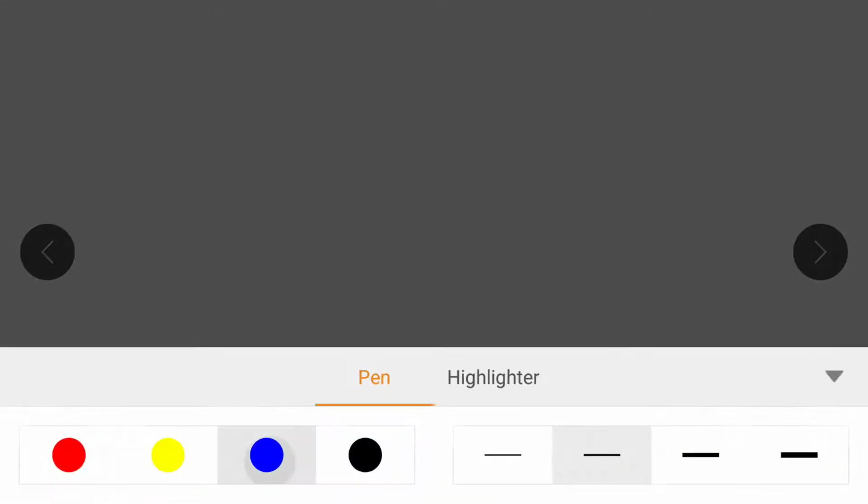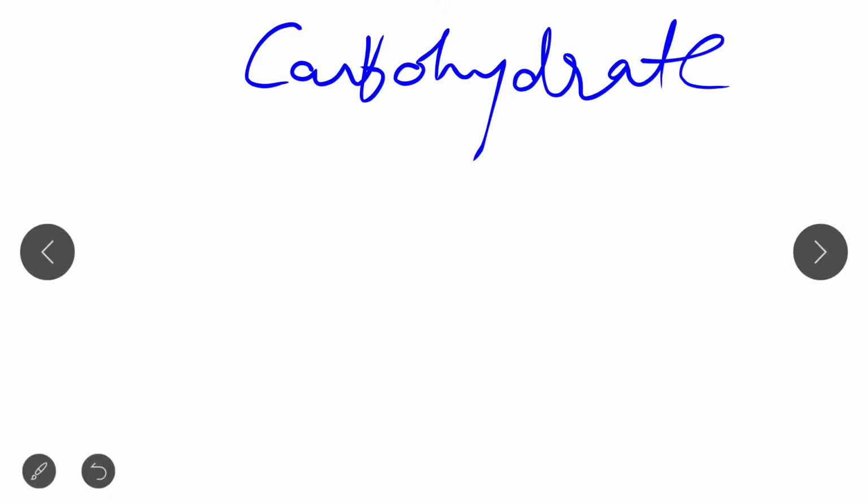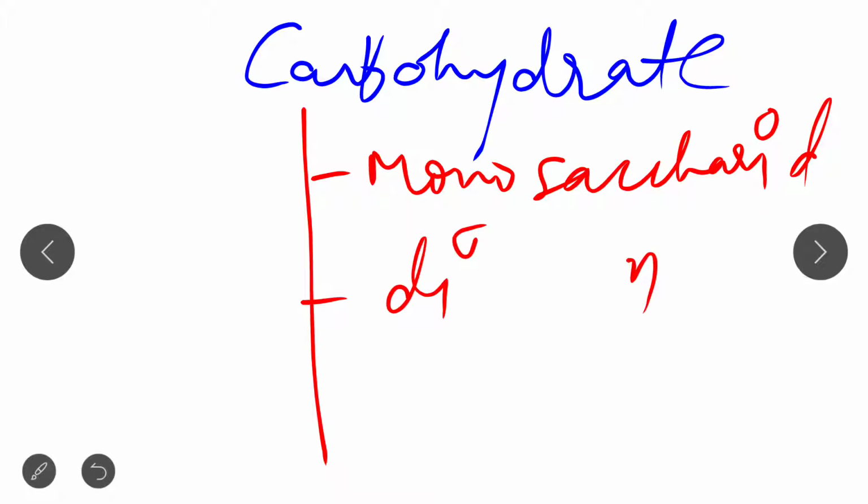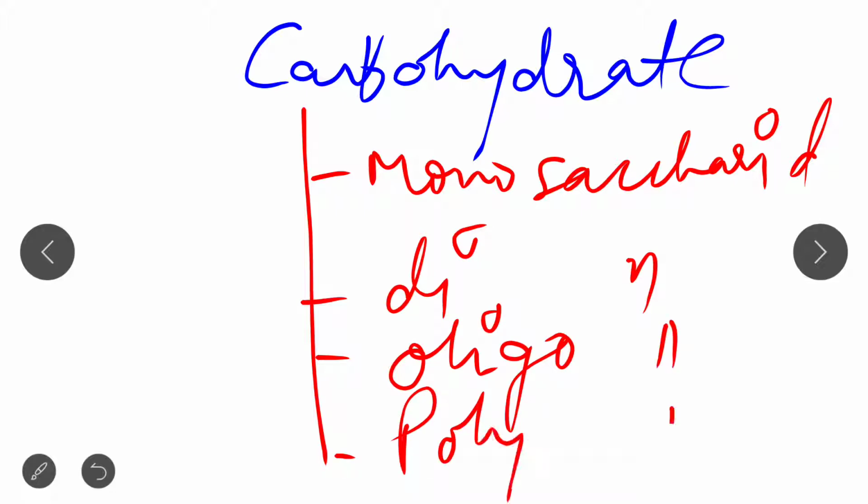Now, carbohydrates can be classified into four types. First is monosaccharide, second is disaccharide, third is oligosaccharide, and the last one is polysaccharide. So basically carbohydrates are monosaccharides, disaccharides, oligosaccharides and polysaccharides.